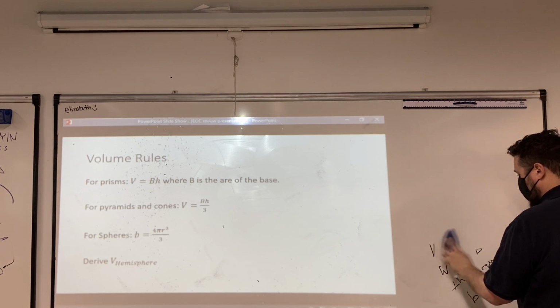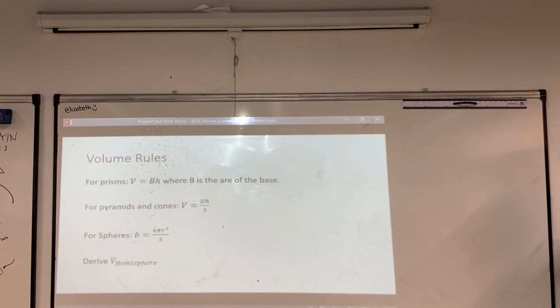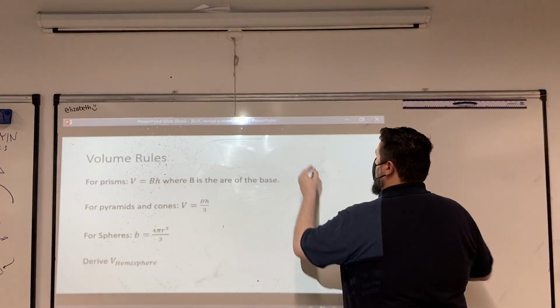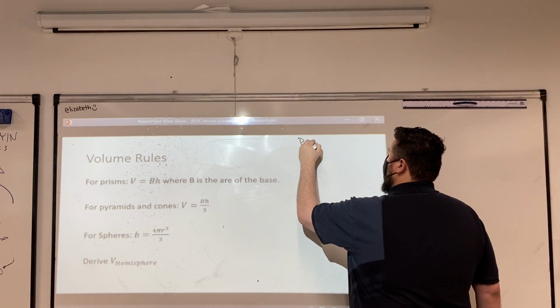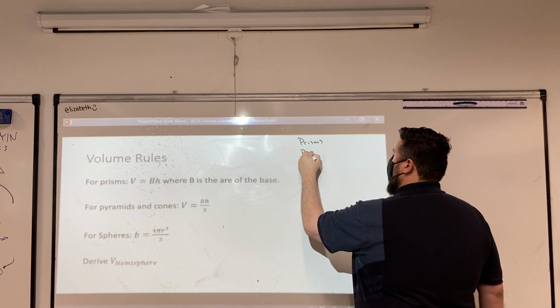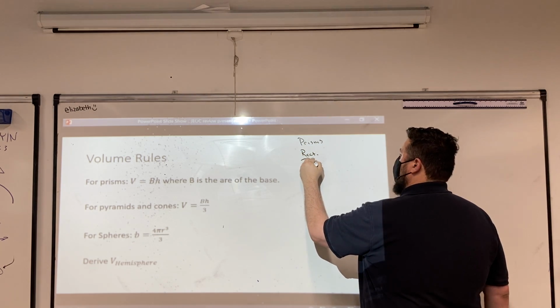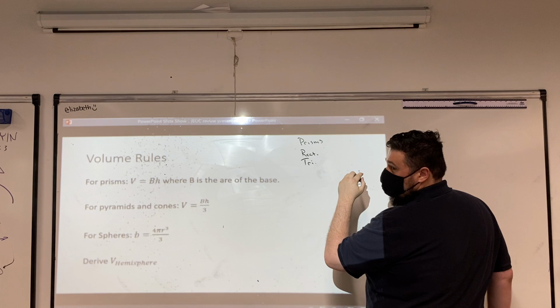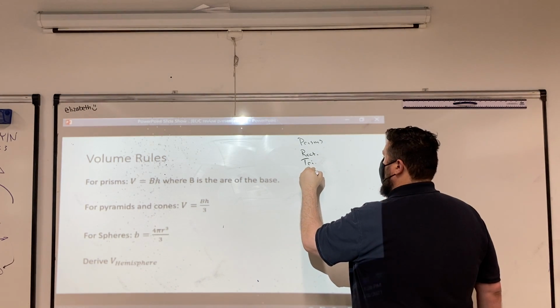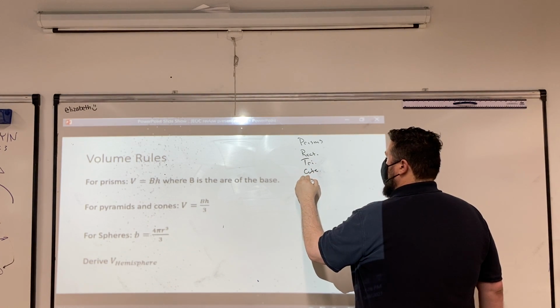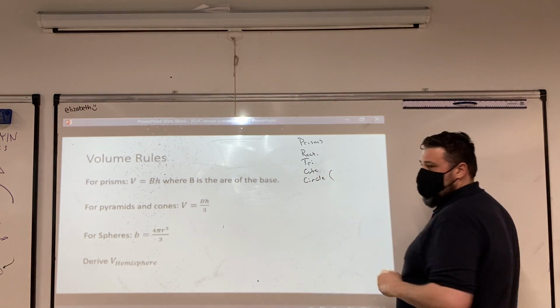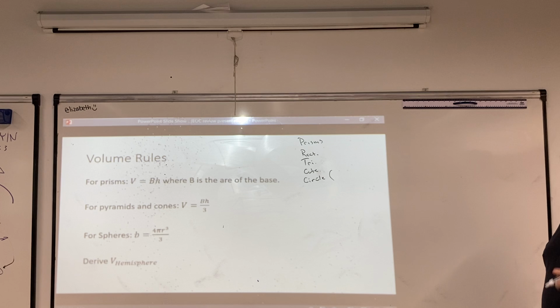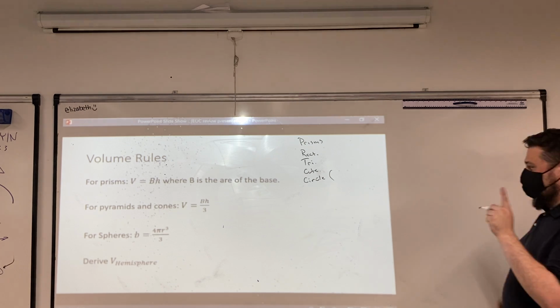Let's talk about the types of prisms I normally see. Rectangular. Perfect. So for prisms: rectangular, triangular, quadrangular, no, a cube, circle, sorry. What do we call a circle prism? Sphere? Careful, that's why I asked.